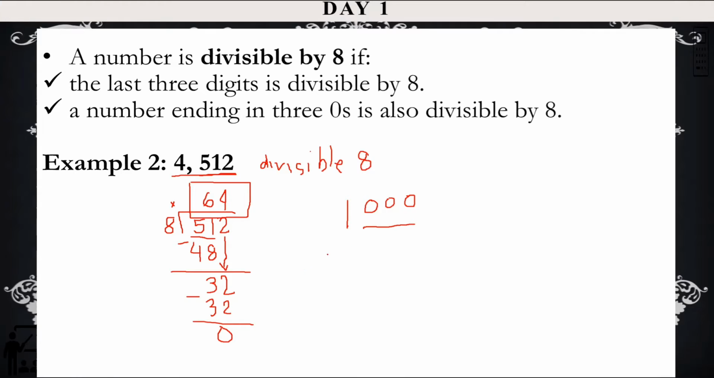Another example, 10,000. 10,000 ends in zeros; its last three digits end in 0. Therefore, 10,000 is divisible by 8. I hope you understand how we identify if a number is divisible by 8. Now let's proceed with another divisibility rule.